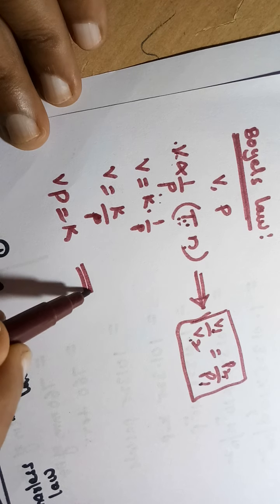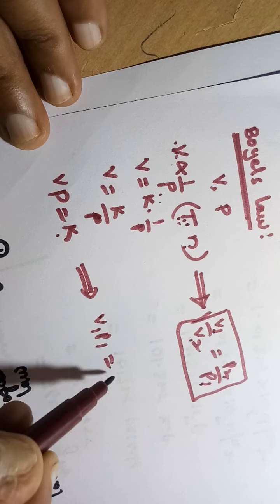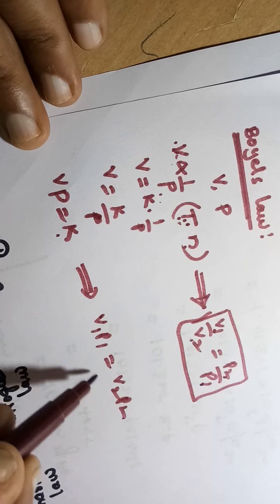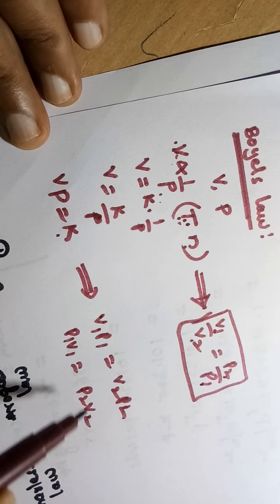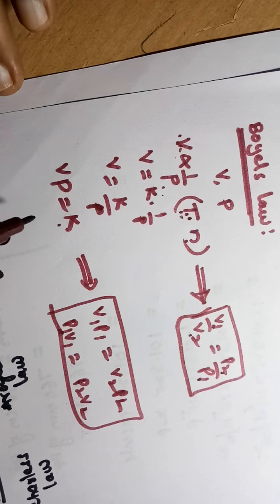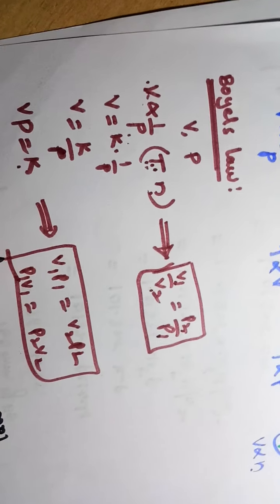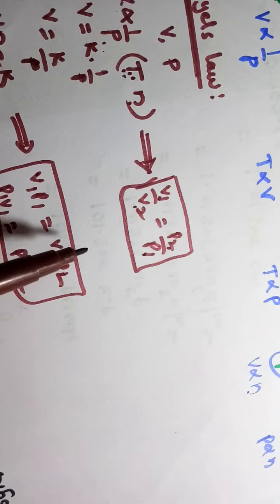So here, since the constant is there, we can write v1 p1 is equal to v2 p2, or p1 v1 is equal to p2 v2. So these are the other principles. So now we have pv is equal to constant.